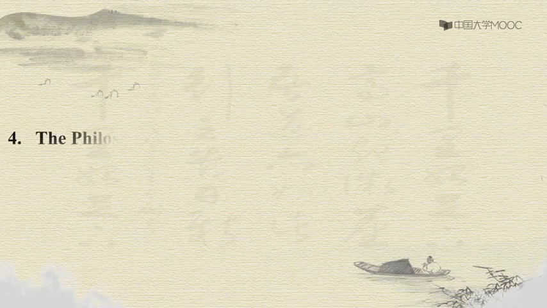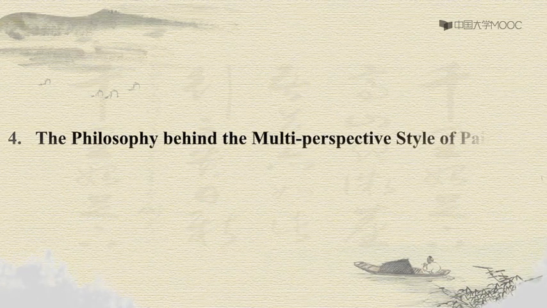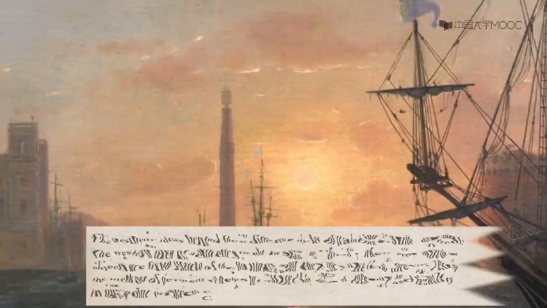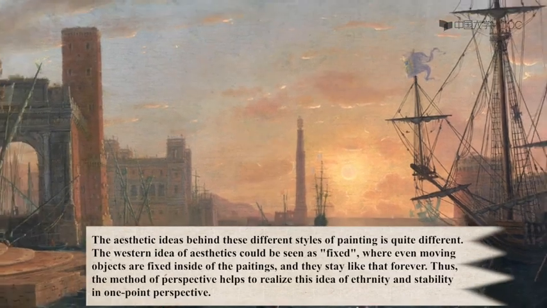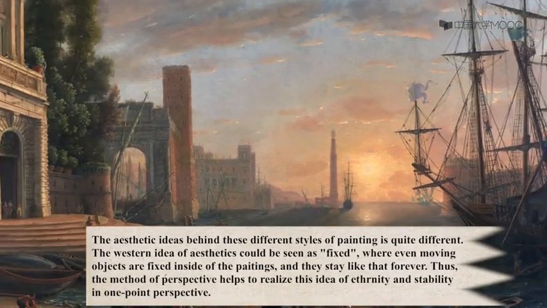So, Julius, as a researcher of Chinese philosophy, can you give me some explanations about this multiple perspective? My achievements in Chinese philosophy research are still very modest, but there are still a few things that I could say here. First of all, we can easily find out that the aesthetic ideas behind Chinese paintings and Western paintings are quite different.